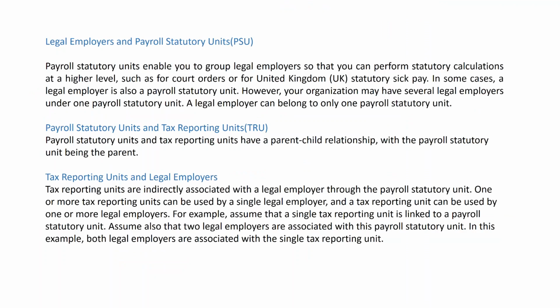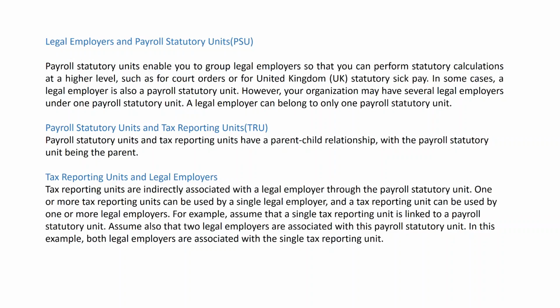Now, in the next slide, I have given three important points. It will tell you how the legal entities are related to payroll and tax reporting. There are three points. One is legal employer and payroll statutory units, or PSU. Next is payroll statutory units and tax reporting units, or TRU, and how the TRU and the legal employers are linked. Now, we have seen the implication of a legal employer from the core HR session.